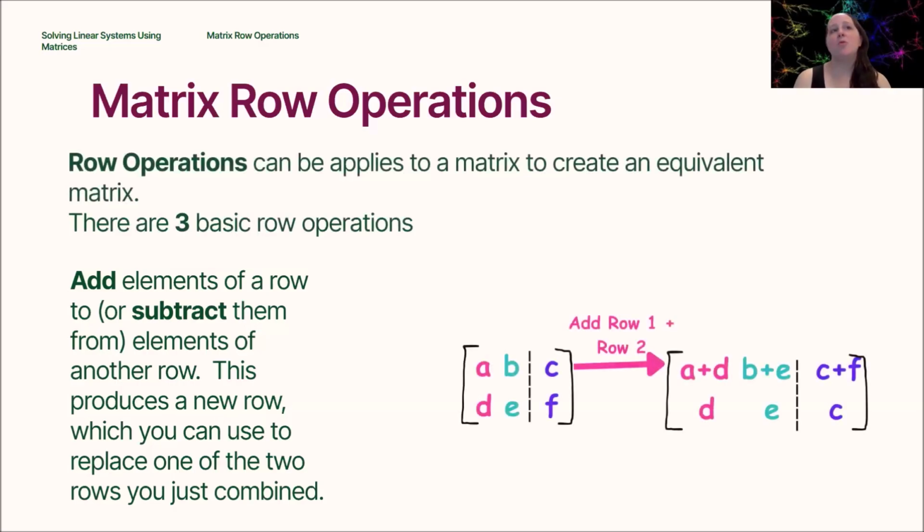You can also add or subtract a row from each other. Adding elements of a row to, or subtracting them from, elements of another row produces a new row, which you can use to replace one of the two rows you just combined. In this case, I did row 1 plus row 2, and you can see in the top I have A plus D. That's the new row that I just formed by adding A and D together, or row 1 and row 2.